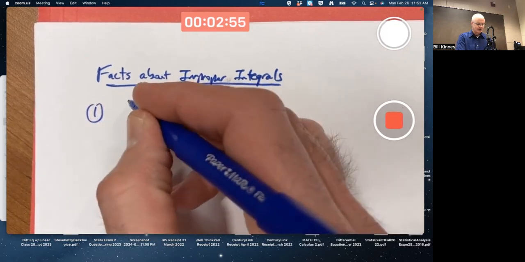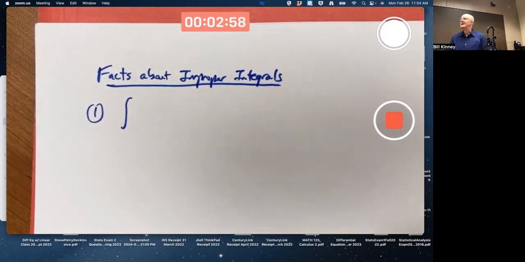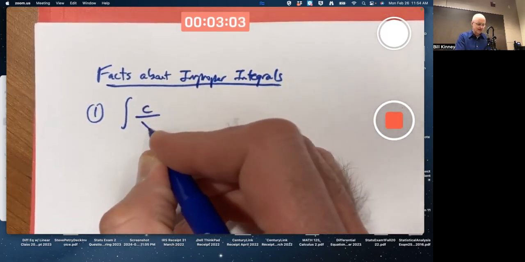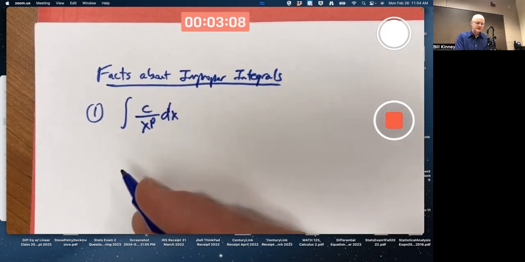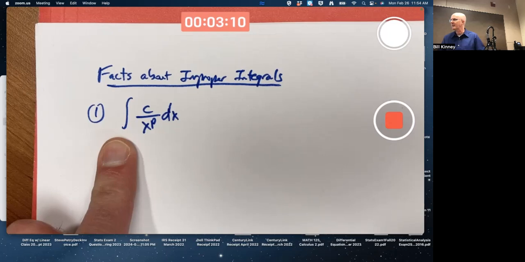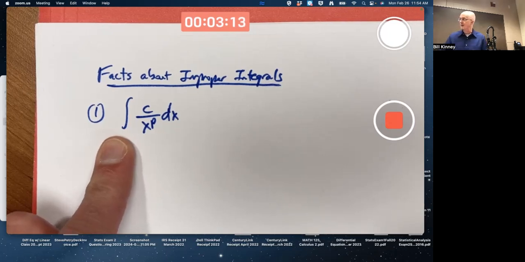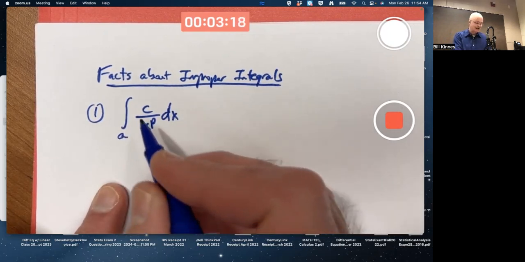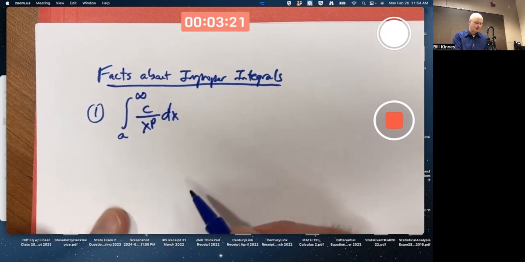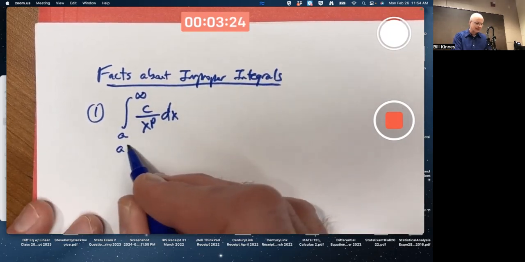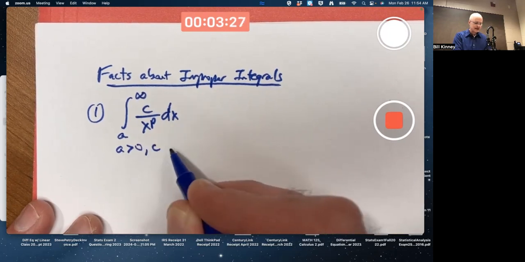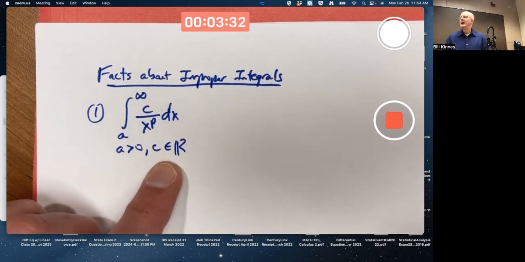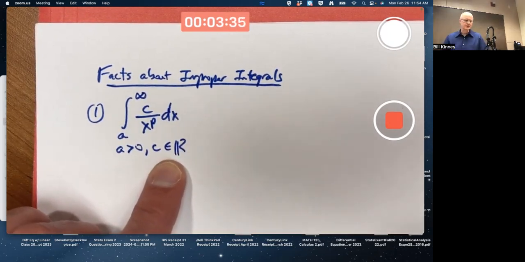First fact that's worth knowing is that if you integrate some constant over x to the p power from some fixed positive number, last time we used the number 1, that's the most common thing to use, but here I'll use an arbitrary positive number, I'll call it a, to infinity. So where a is positive, c can be any number. C is an arbitrary real number. That's notation that means C is an element of the real numbers.